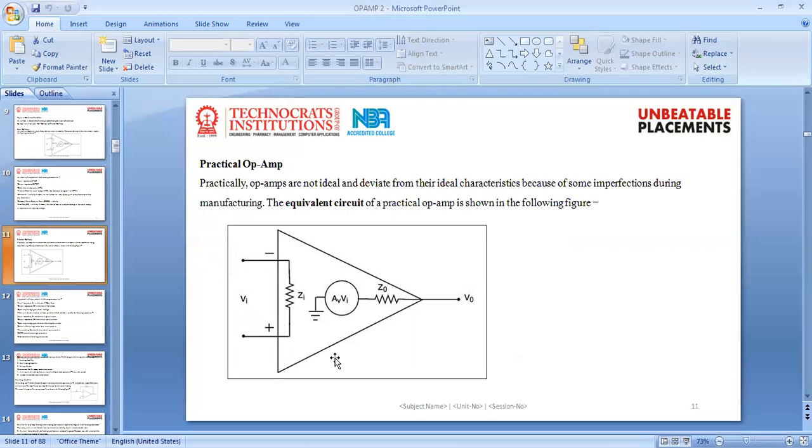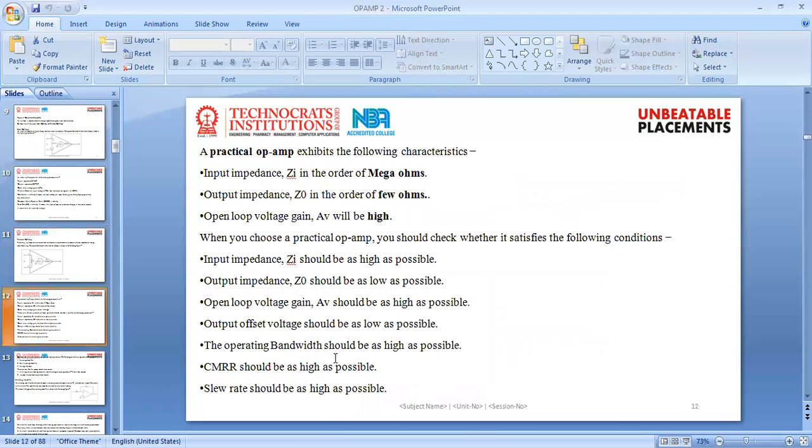The equivalent circuit of a practical op-amp is shown here in the following figure. This one is the practical op-amp. Look at the diagram, students. There are the following characteristics of a practical op-amp: input impedance Zi is in the order of mega ohms, output impedance Z0 is in the order of a few ohms, and open loop voltage gain AD will be high.